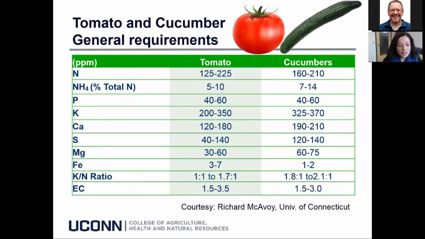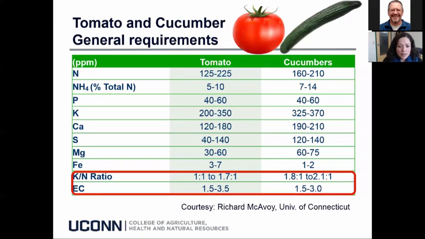So with these, we're going to talk about tomatoes and cucumbers. When we think about tomatoes and cucumbers, the general requirements are, of course, very different from what we looked at in growing herbs and lettuce. The levels of elements are much larger than what we just talked about. And one of the big things that we need to look into, that we don't pay much attention to when we're growing herbs and lettuce, is the potassium and nitrogen ratio.